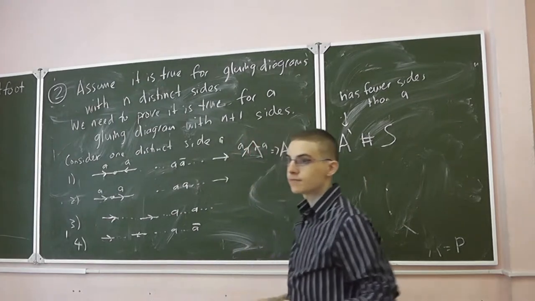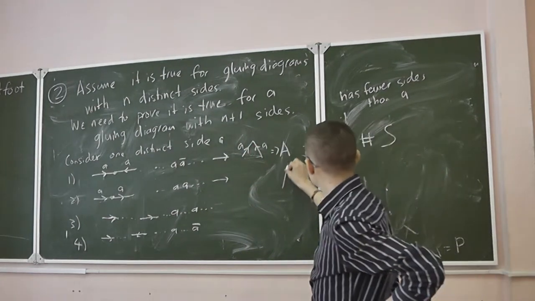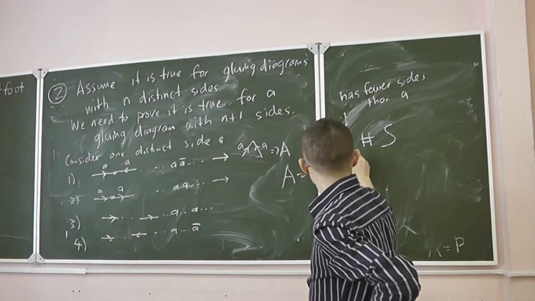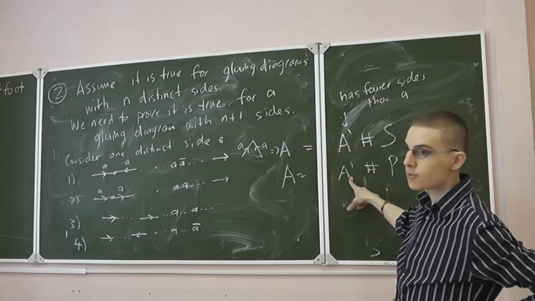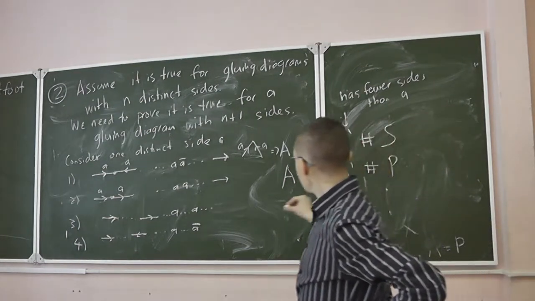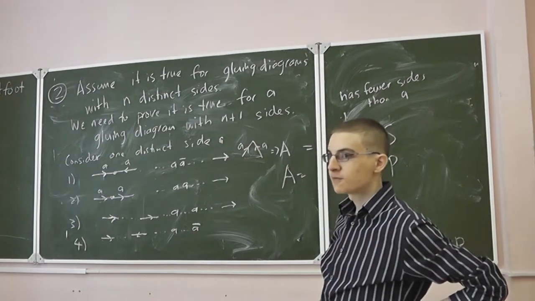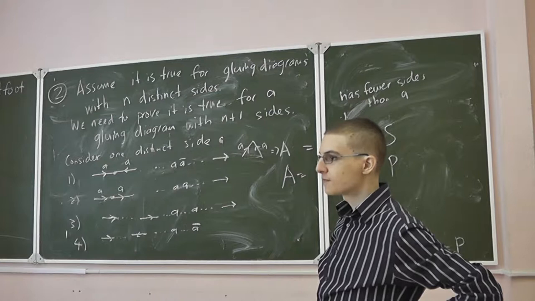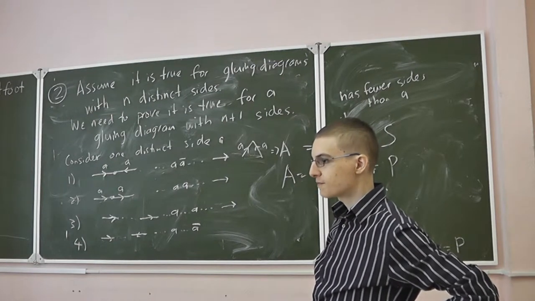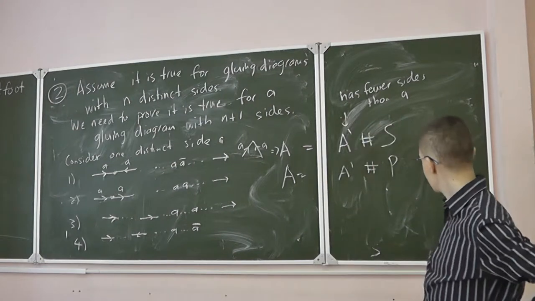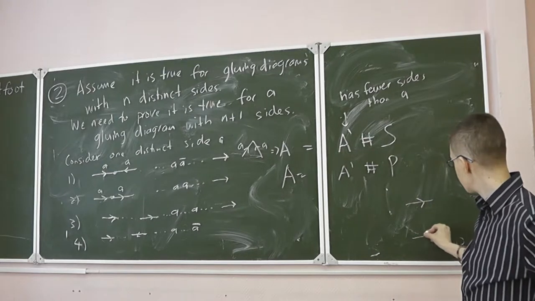And what about when we have two sides adjacent? A equals A prime connect sum projective plane. And again, this A prime has fewer edges because we're taking out that side. What about when we have the same as case two? It is also A prime connect sum projective plane because we can cut it and re-glue by the other side, so that we get the same situation as in case two.